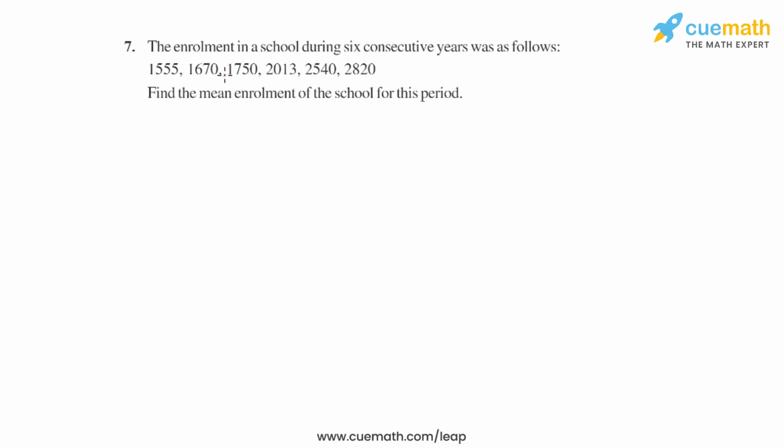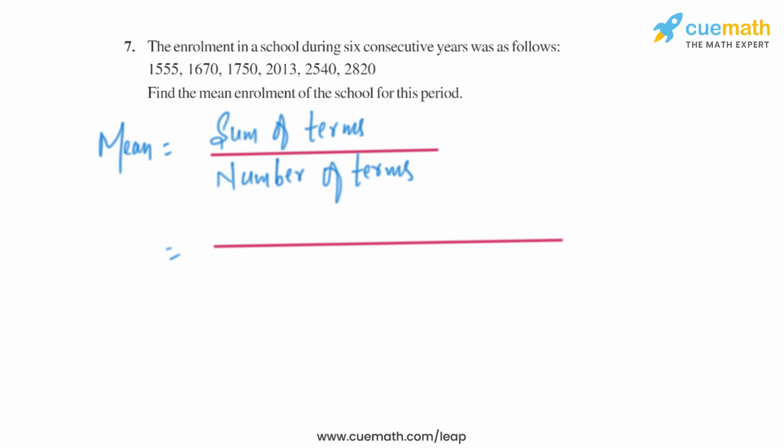Question 7 of this exercise says the enrollment in a school during 6 consecutive years was as follows: 1555, 1670, 1750, 2013, 2540, 2820. Find the mean enrollment of the school for this period. So we have to find the mean, which is sum of terms divided by the number of terms.